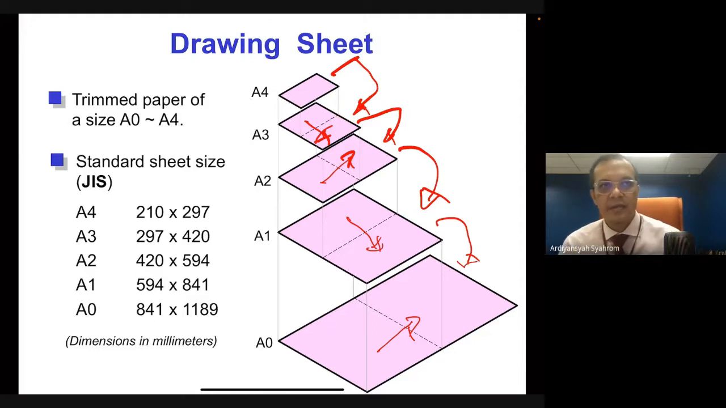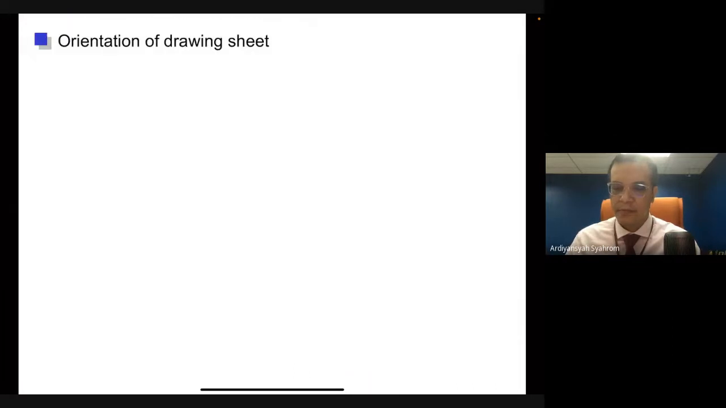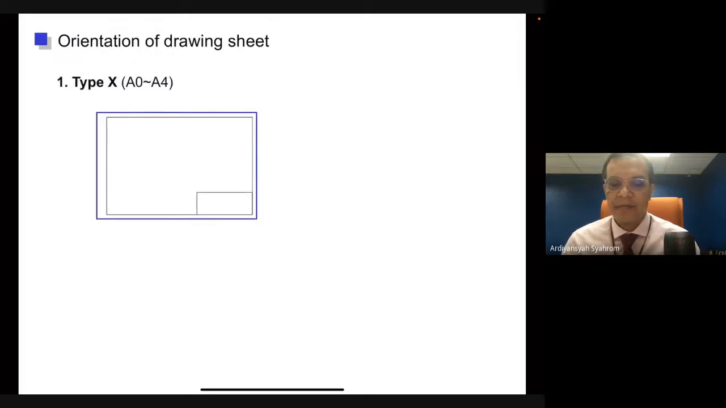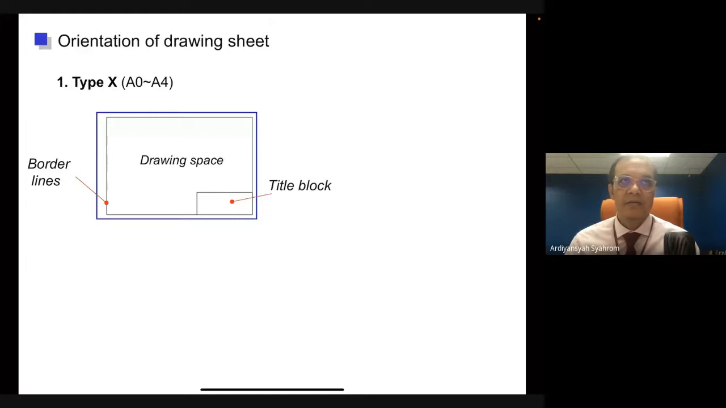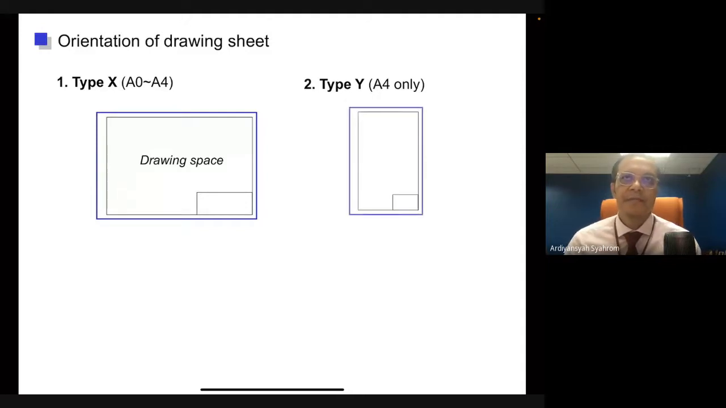JIS standards, dimensions in millimeters. This is the size that we use now. Orientation of drawing sheet. That is the borderline, title block, drawing space. Type Y, A4 only. That is the title block and the drawing space.